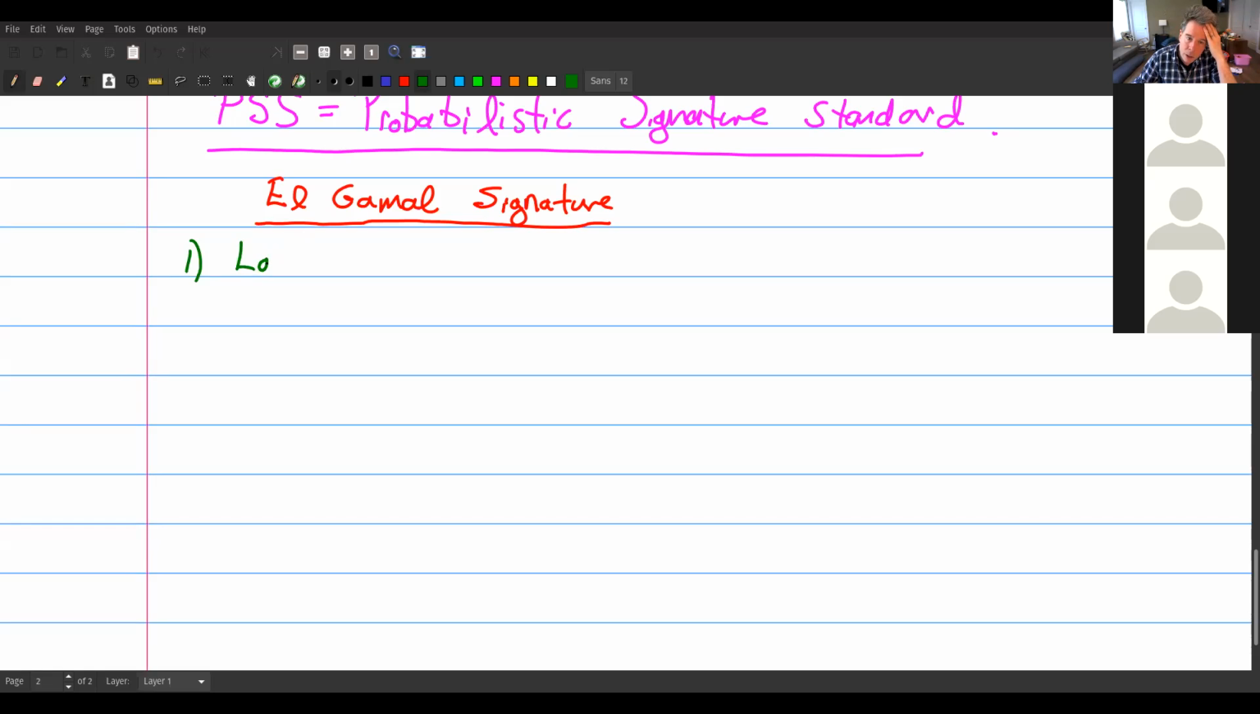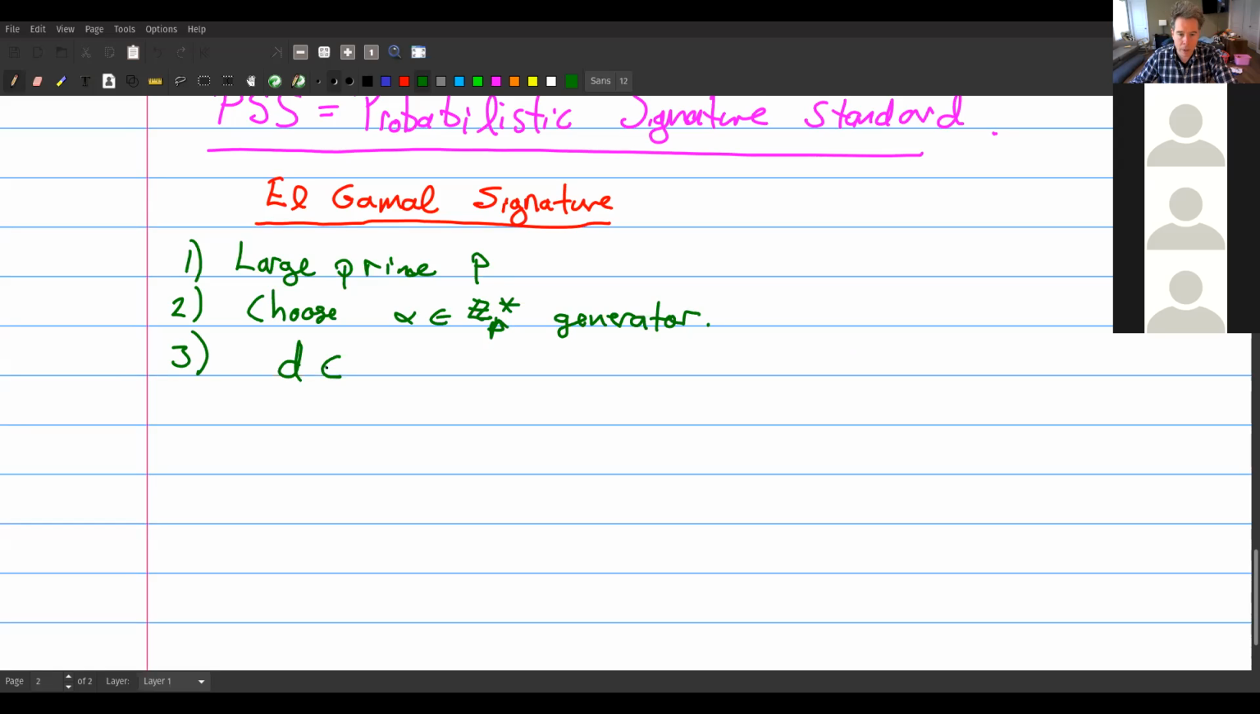So you need a large prime P. And this has to be just as big as in Diffie-Hellman key exchange, so at least 1024 bits, and 2048 would be better. And you need a generator. So choose alpha, a generator of the multiplicative group mod P. Okay, and then you choose your private key.